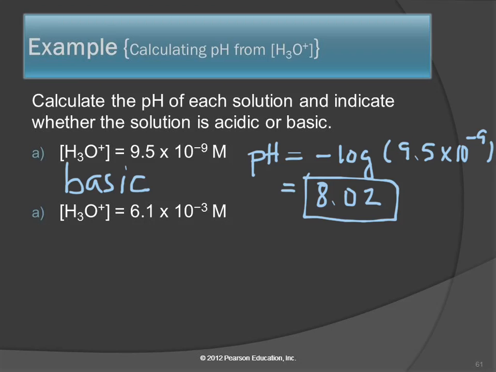You can also look at the pH. pH greater than 7 is basic. pH less than 7 is acidic. Any questions?